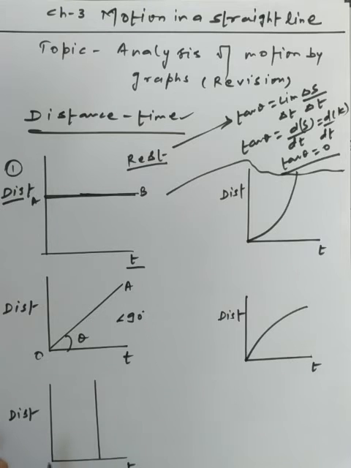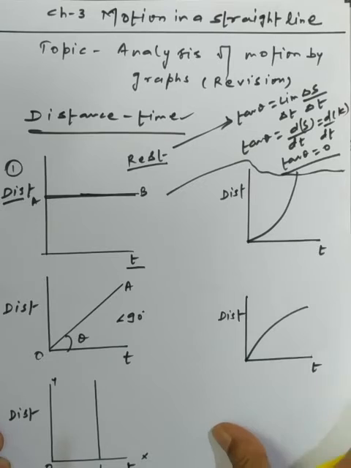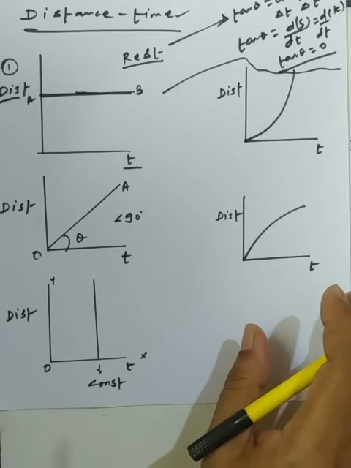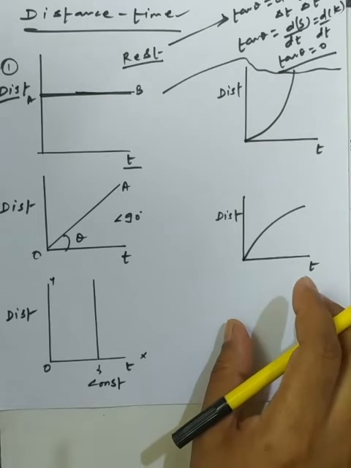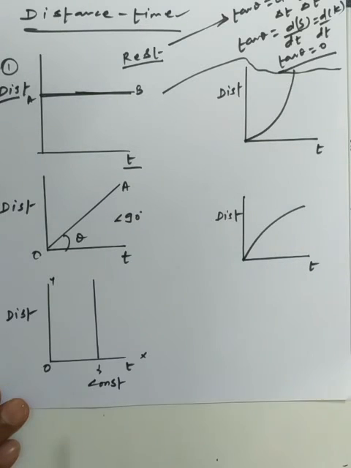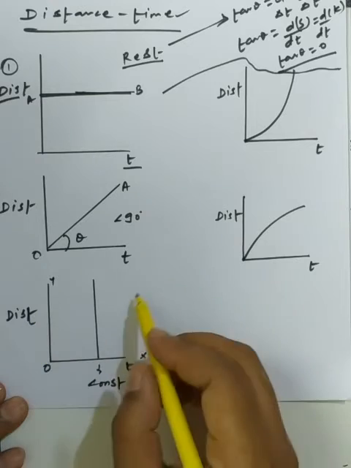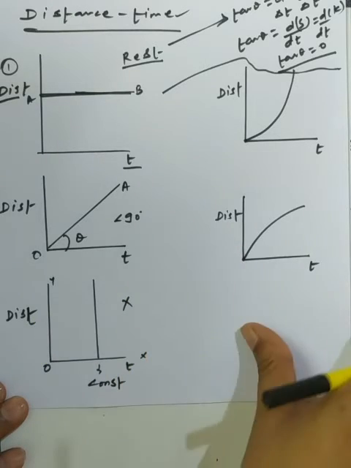Okay, now we have another graph, the ox and oy graph, in which the distance is changing at a constant time t. Time is constant here. Generally this can't happen, because time is a universal quantity which is always changing with the frame of reference. So this graph is not possible, this is not a right graph.